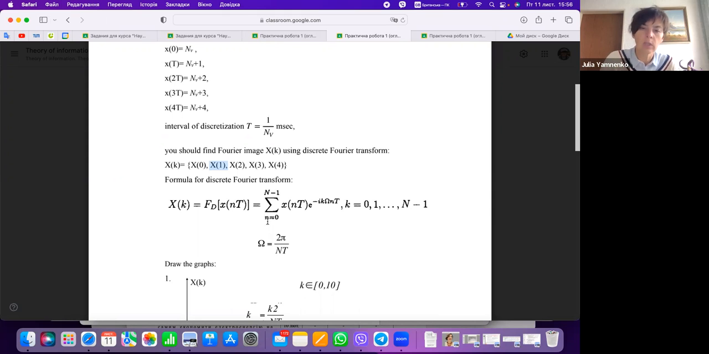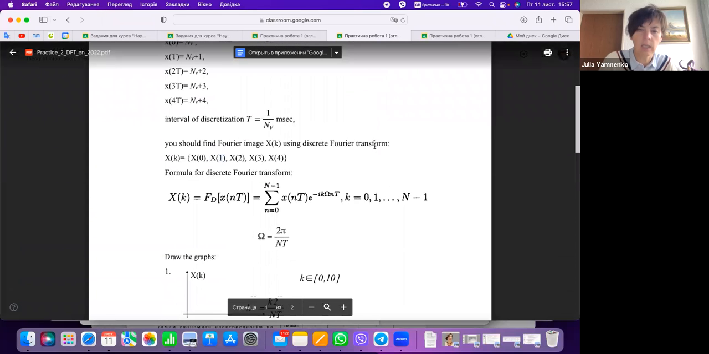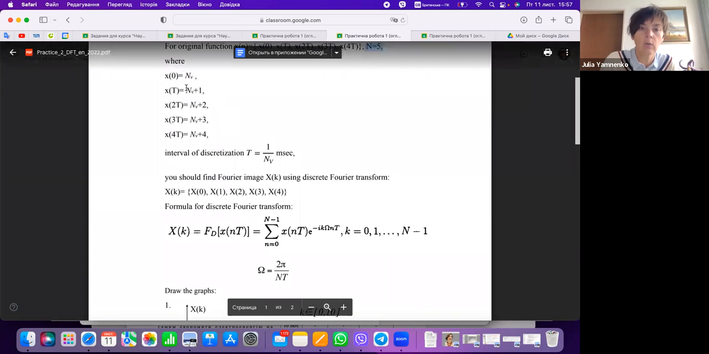So this is just a symbolic notation, and then after the equality sign, we have a formula that you should directly apply. Here we have a sum from n small changing from 0 till n capital minus 1. And in this task, n capital is equal to 5. We already defined this. So your sum will be from 0 till 5 minus 1, so till 4. And under the sum, we have x from nt. These are the discrete values of your initial function, depending on your variant number. So you should put them here.